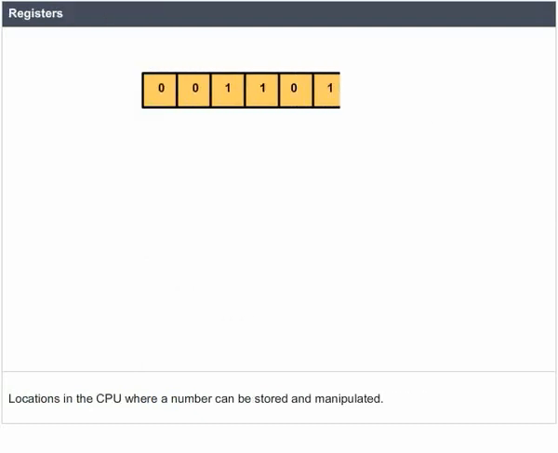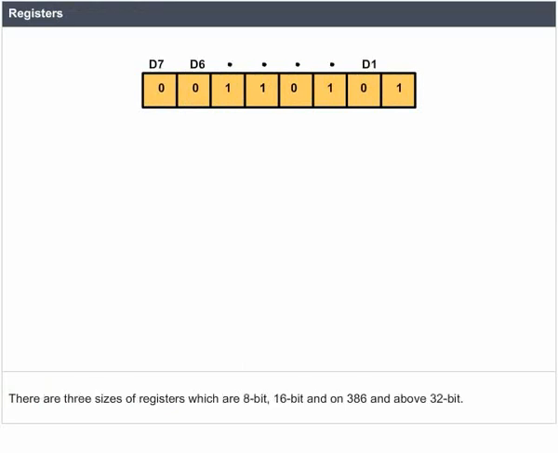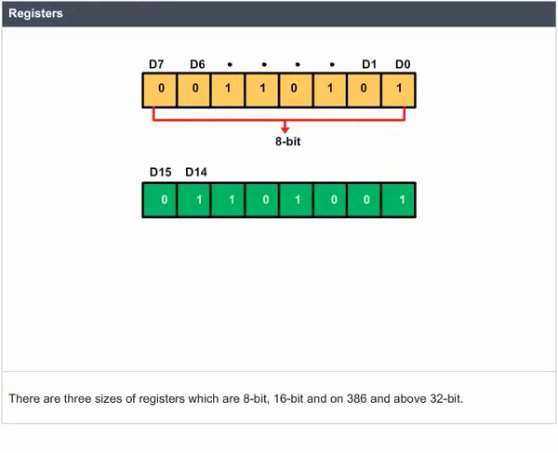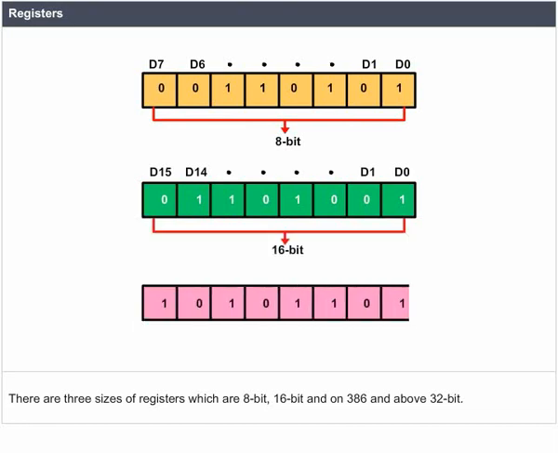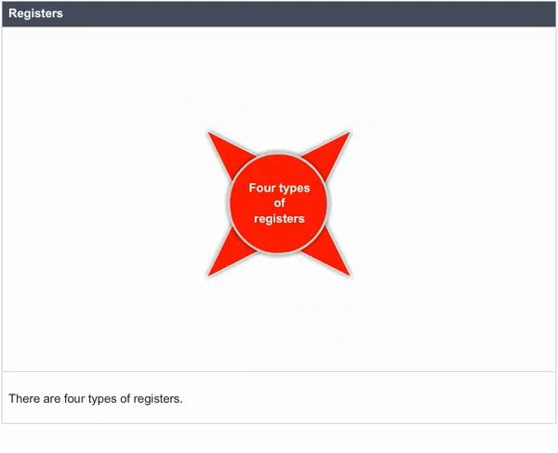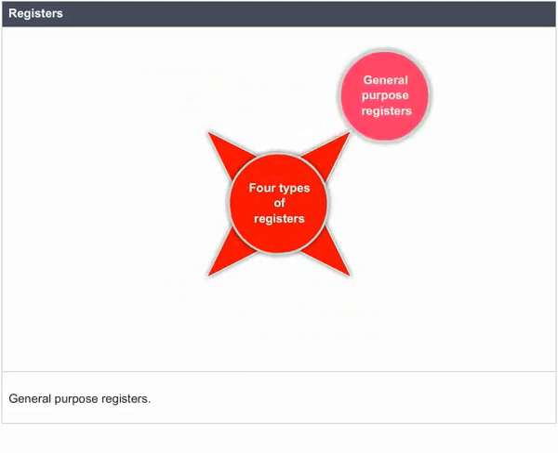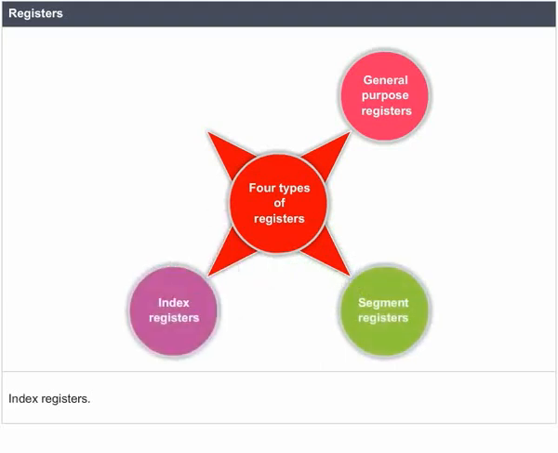Registers, locations in the CPU where a number can be stored and manipulated. There are three sizes of registers, which are 8-bit, 16-bit, and on 386 and above, 32-bit. There are four types of registers: general purpose registers, segment registers, index registers, and stack registers.